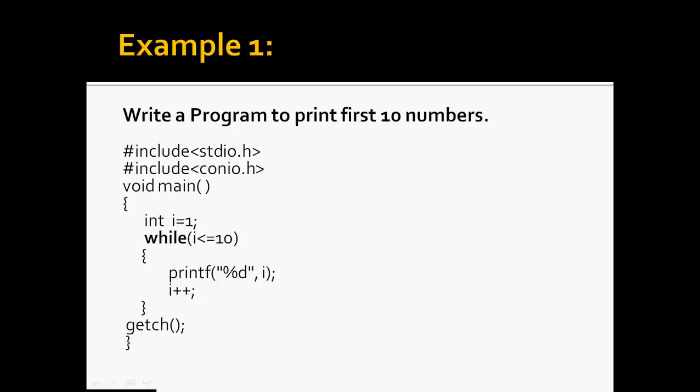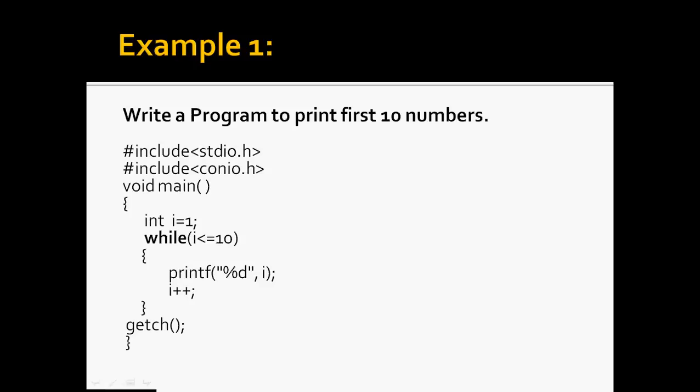So while condition I is less than or equal to 10, if this condition is true, then this printf statement will be executed, otherwise it will not be executed. Here we see that I is equal to 1, which is less than or equal to 10, so the condition is true. It will print I, and then I++ means the value is incremented by 1.